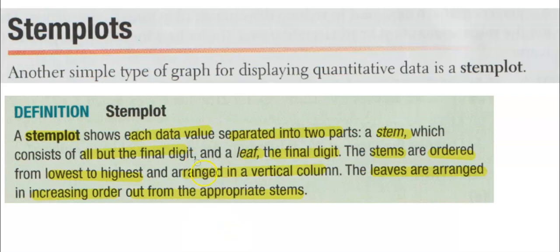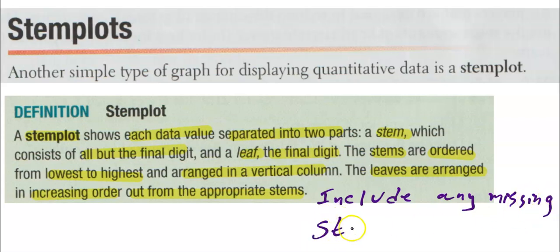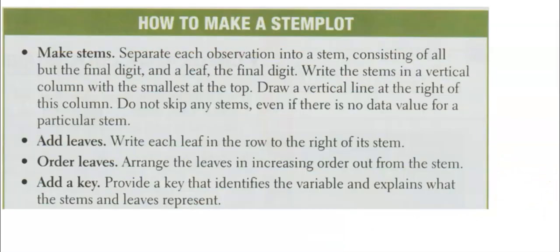What you need to do is include any missing stems. I'm going to show you what I mean by that in a minute. If your data skips values, you are going to have to put that value in as a stem, but then that stem won't have a leaf.